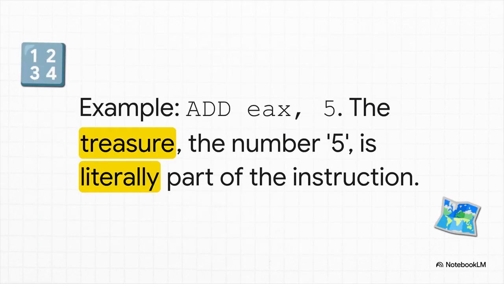Okay, so for example, look at a bit of code like add EAX, 5. All this is telling the CPU is, hey, add a number to this specific spot. And what's the number? It's 5. It's right there in the instruction. The CPU doesn't have to go searching for it anywhere else.